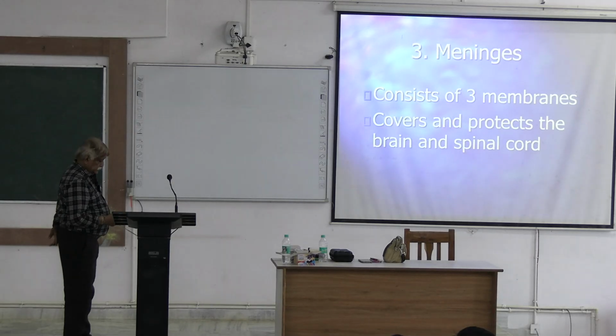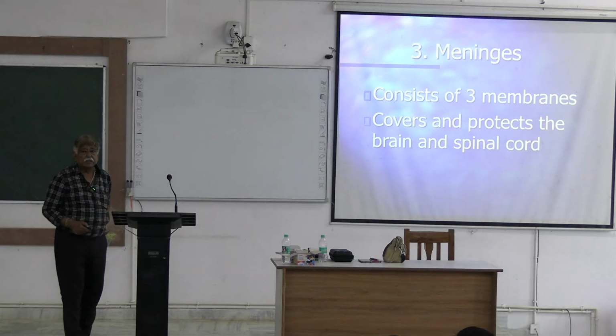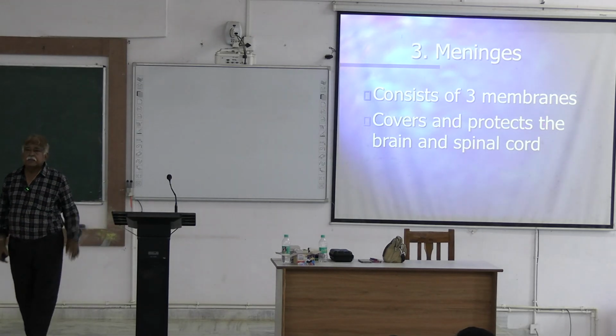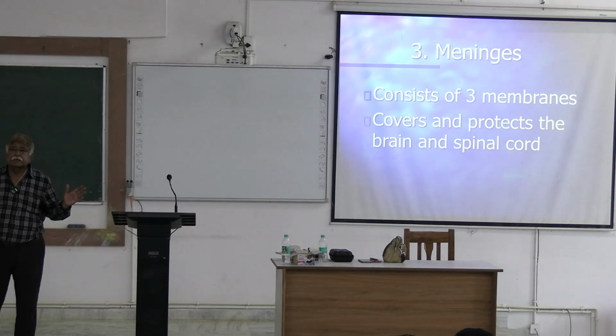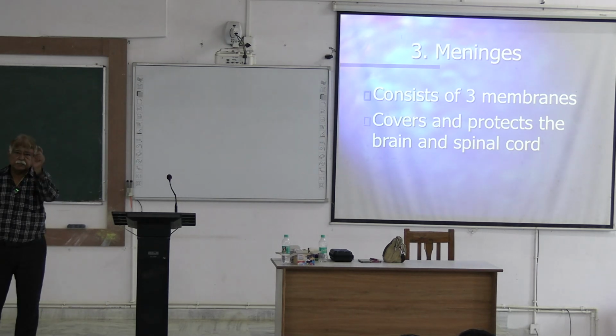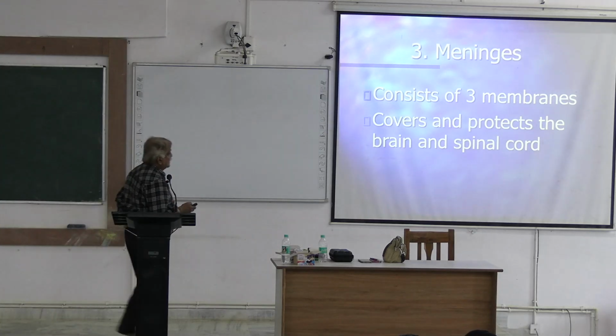Meninges consists of 3 membranes, covers and protects the brain and spinal cord. Please see it in the classroom. Feel it. It's paper-like, but don't destroy it. The beautiful spinal cord covered with meninges. Now, it protects the brain and spinal cord.